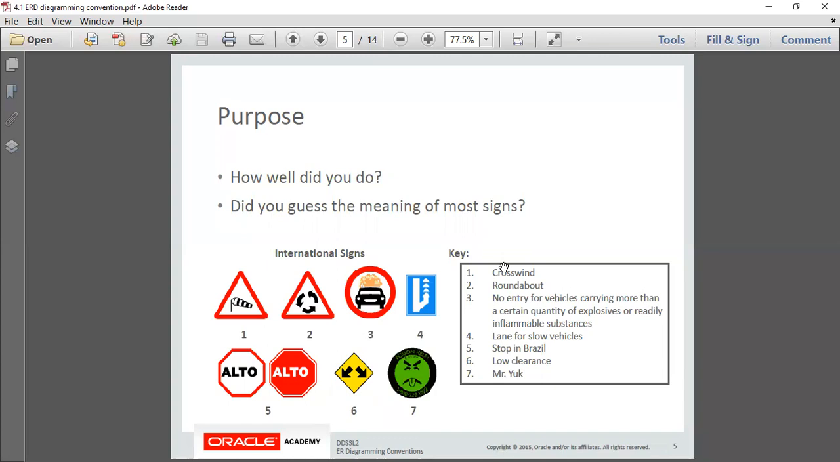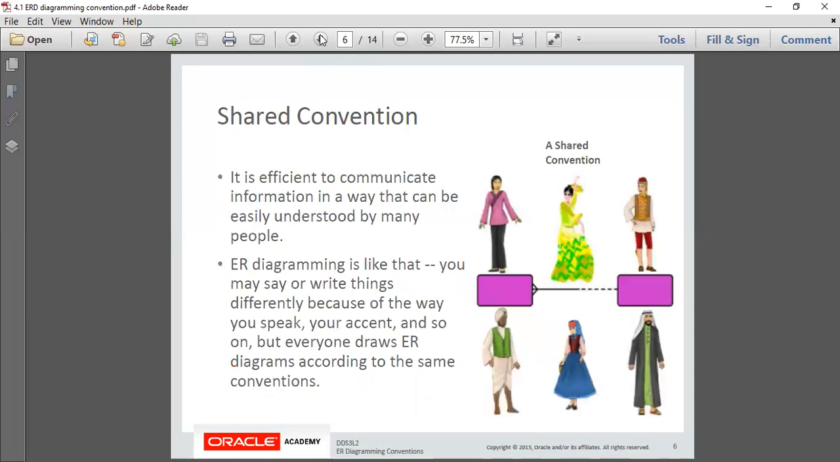Probably we knew some, maybe some we didn't know, maybe we have not come across. But basically those are signs which are international, or signs that you'd actually find in multiple countries, and they mean the same thing. So on shared conventions, it is efficient to communicate information in a way that can be easily understood by many people. ER diagramming is like that. You may say or write things differently because of the way you speak, your accent, and so on. But everyone draws an entity relationship diagram according to the same convention.